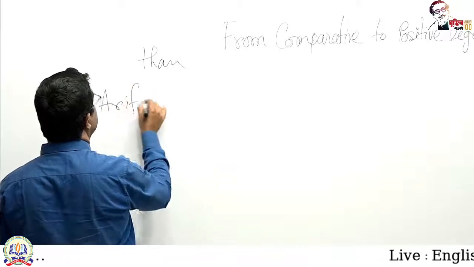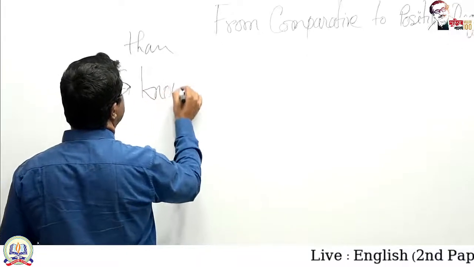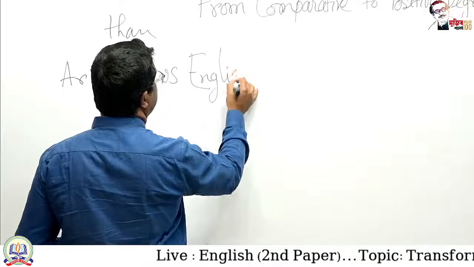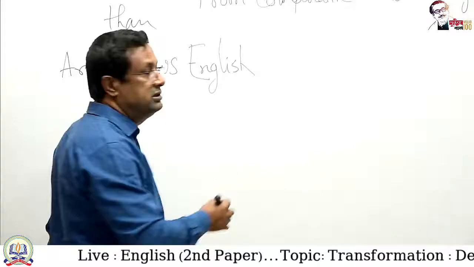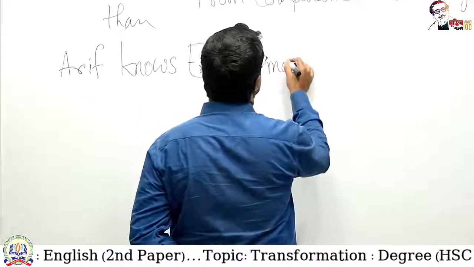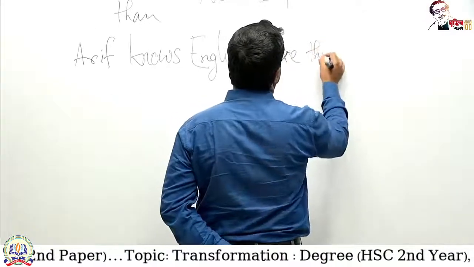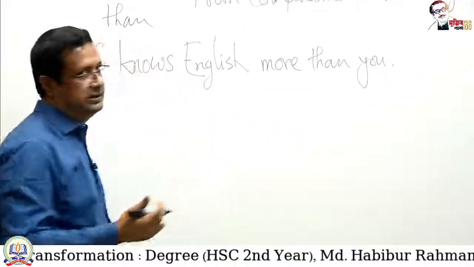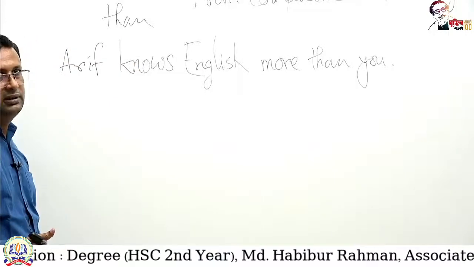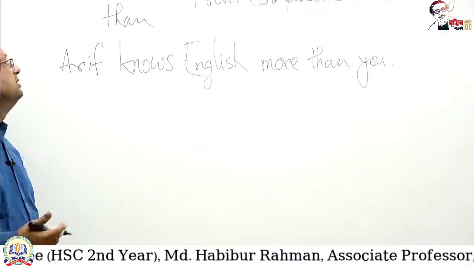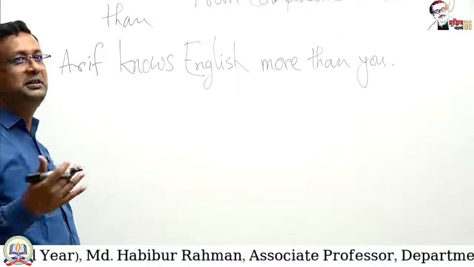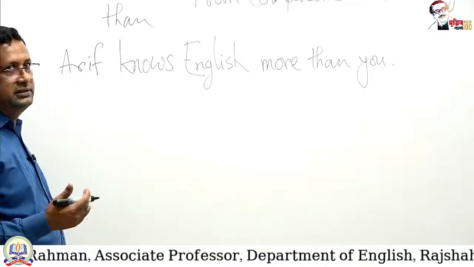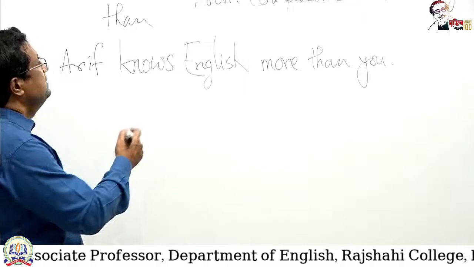Arif knows English more than you. Okay, this is the sentence. Actually, this is not true. I think you know more English than Arif. Okay, this is only a sentence to learn how to change. Arif knows English more than you.